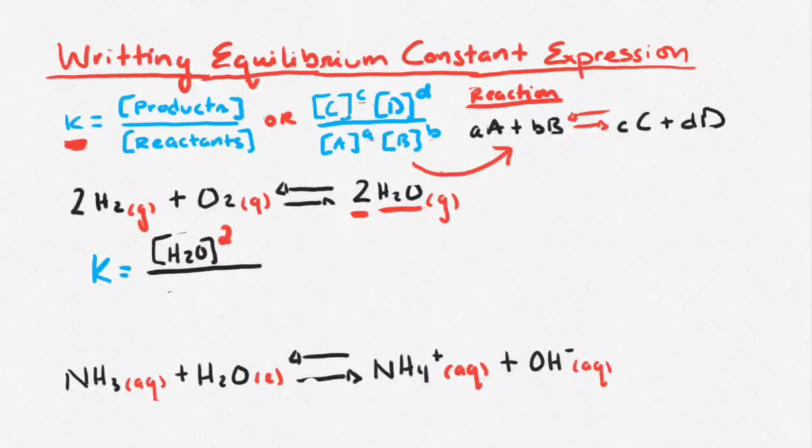Divided by your reactants, which is H2. Coefficient is also 2. Divided by the concentration of O2. There's nothing in front of O2, so that means its coefficient is 1, so I don't have to write that out. You don't have to write out the 1. So this is my equilibrium constant expression for this reaction.